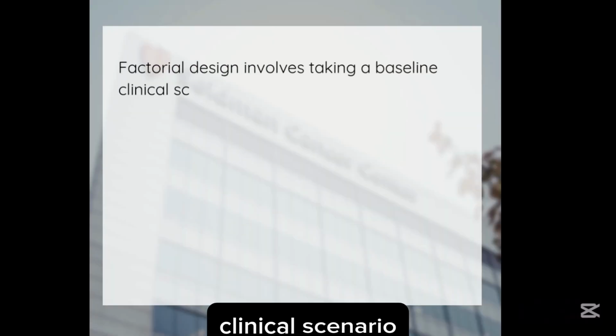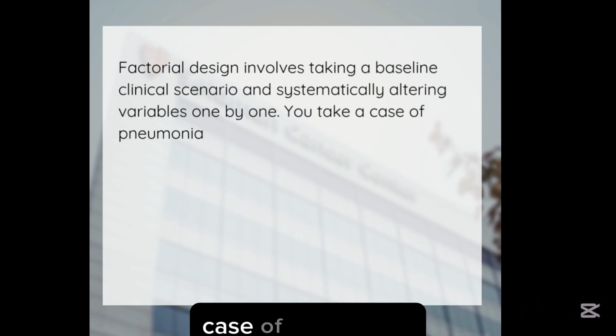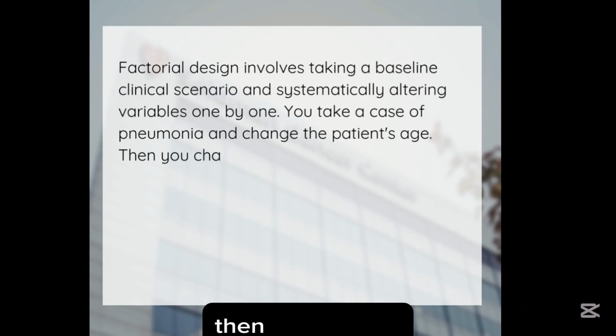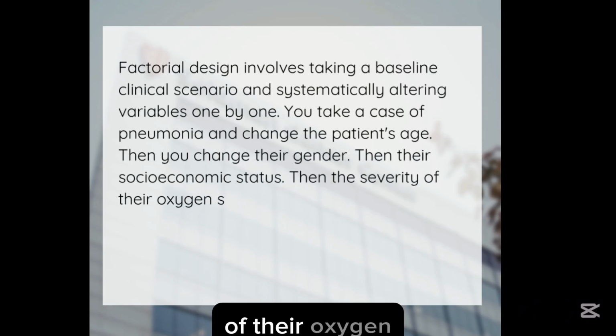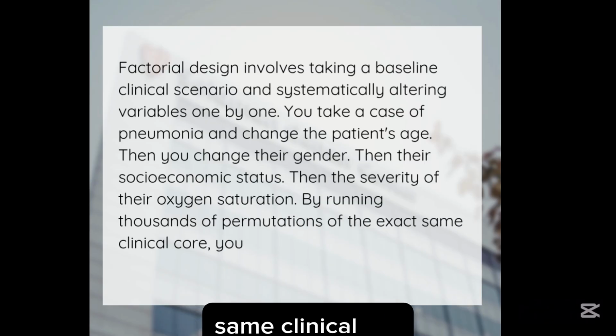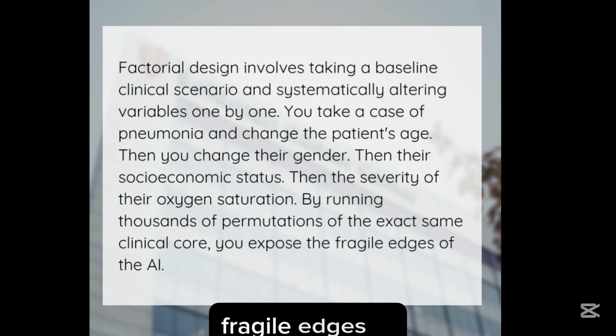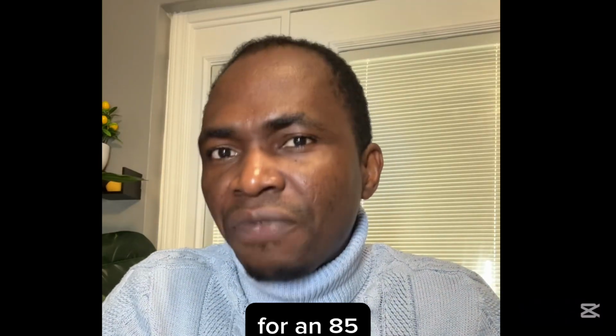Factorial design involves taking a baseline clinical scenario and systematically altering variables one by one, right? You take a case of pneumonia and change the patient's age. Then you change their gender, then their socioeconomic status, then the severity of their oxygen saturation. By running thousands of permutations of the exact same clinical case, you expose the fragile edges of the AI. Right, so you discover that the AI treats a 65-year-old male with pneumonia perfectly, but recommends a lethal discharge for an 85-year-old female with the exact same vitals.